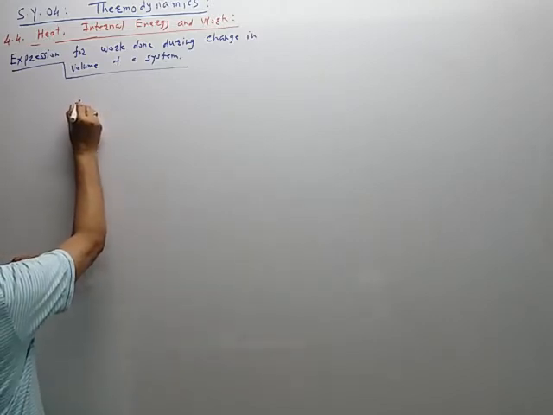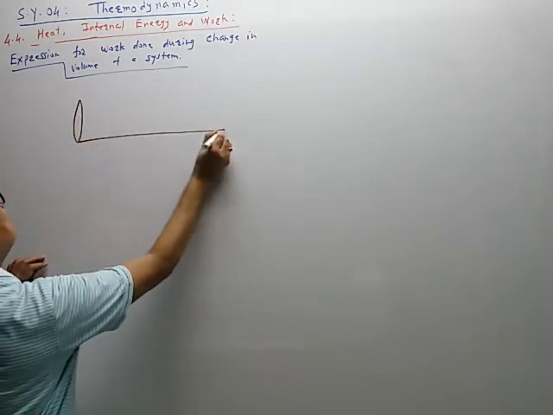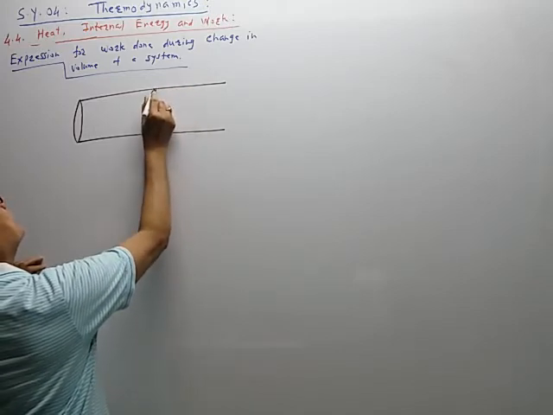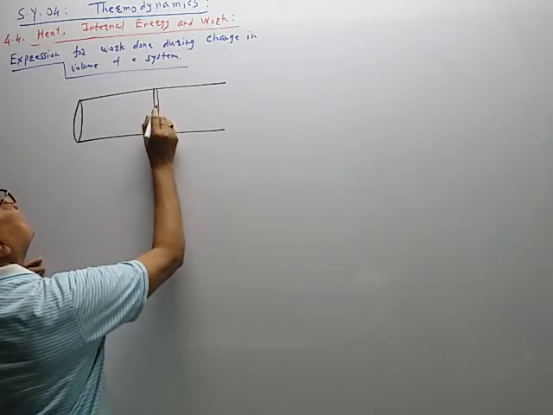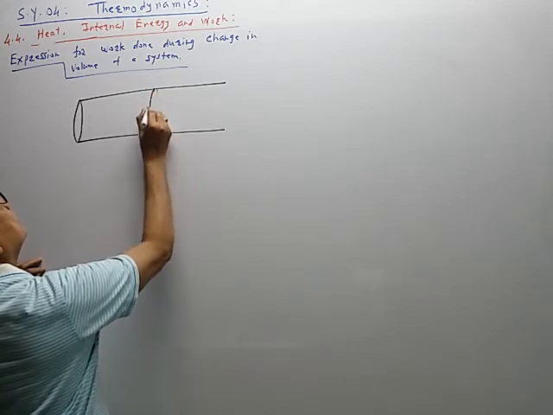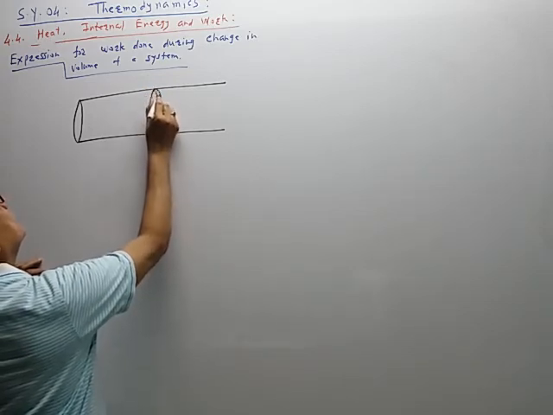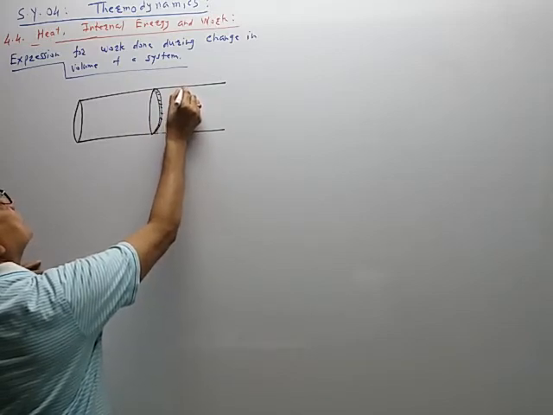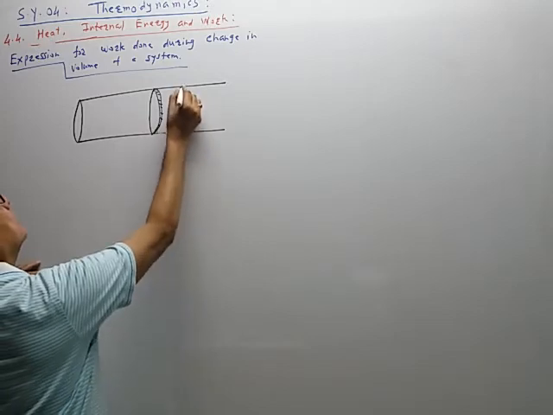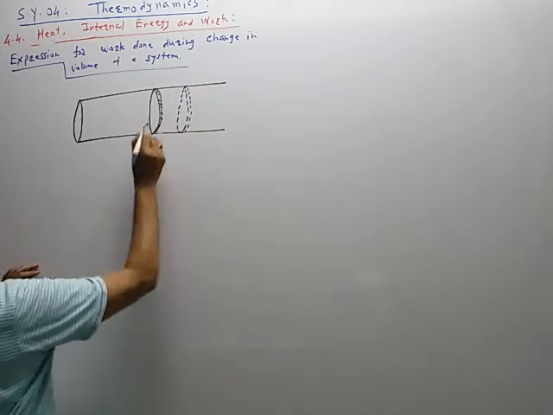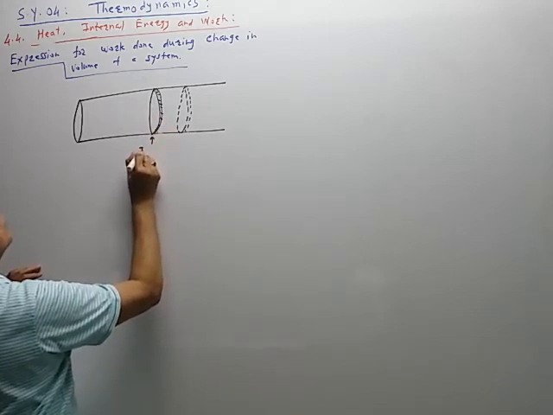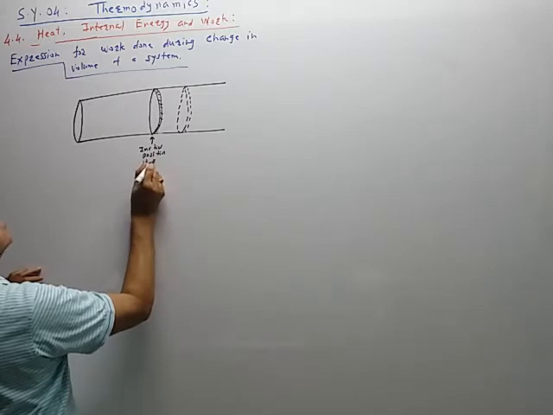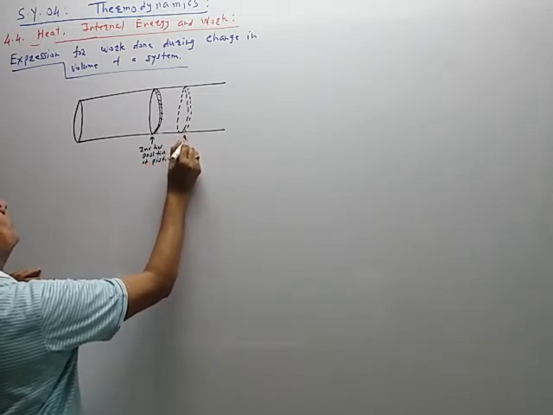So, this is a cylinder fitted with a piston. This is the initial position of the piston and now it is pushed up here. So this is the initial position of the piston, means we are considering the volume expansion. Final position of the piston.